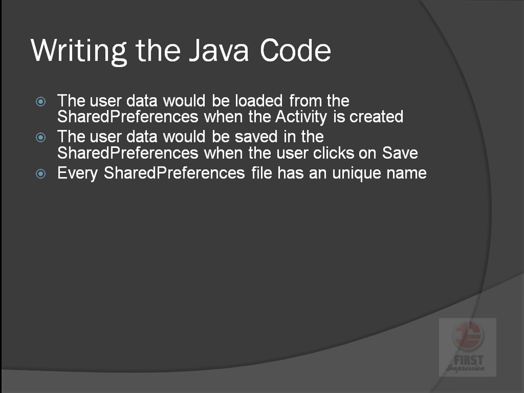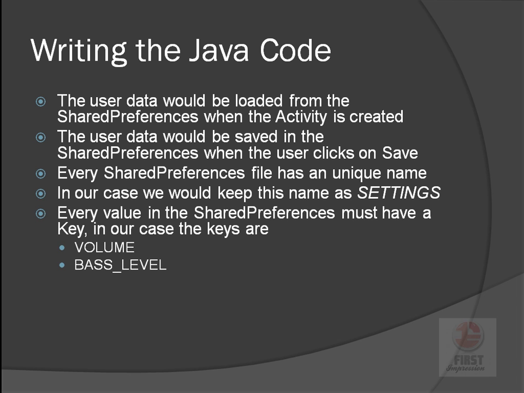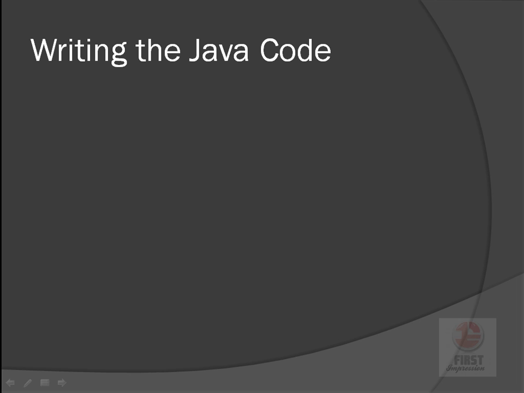Every shared preference file has a unique name. Whenever you will be creating the shared preferences, at that time you have to give a unique name to each of the shared preference file. In our case, we'll keep that file name as settings. As we saw earlier, each shared preference value is stored in the form of key value pairs. In our case, the keys will be volume and base level.